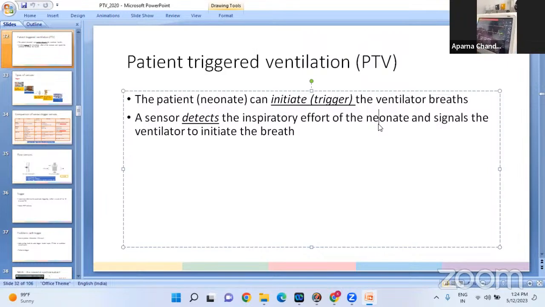Of course, if we want to make it more insensitive, or if you want the baby to work harder in order to be sensed as a patient's breath, you can increase this trigger sensitivity more and more. But this is generally not preferred because the purpose of ventilation itself is to keep the baby's work of breathing the least and to support as many patient breaths as possible.